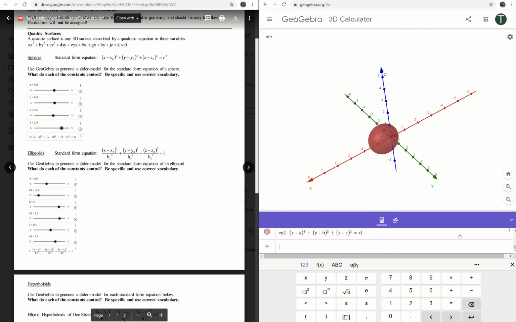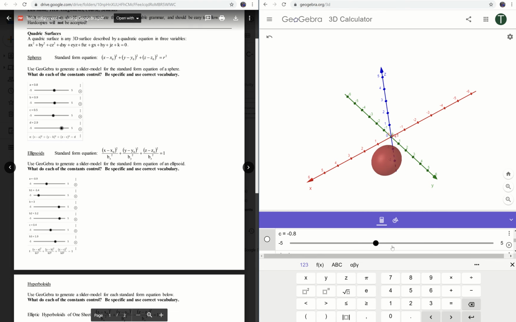Alright, so you hit enter, and it doesn't seem like it did what we needed it to, but if you scroll up, you can see all the sliders were produced there for you. So it understood that the only variables in play here should be x, y, and z, and that everything else should be a constant. So I can play with those sliders. I'll play with the C slider, for example, and see what's happening there. Seems to be moving along the z-axis.